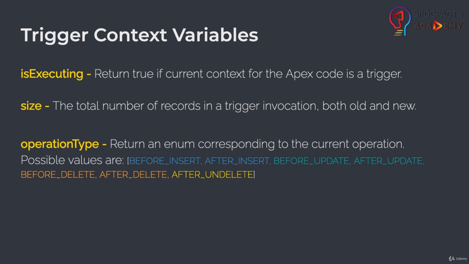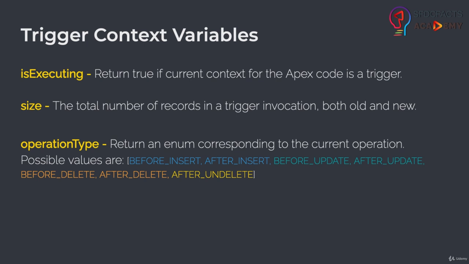Let's learn the last few trigger context variables in this video. The first one is isExecuting, which returns true if the current context is an Apex trigger. The second one is size, which returns the total number of records in the trigger invocation. So if you are updating 10 lead records at once, then the size would be 10.